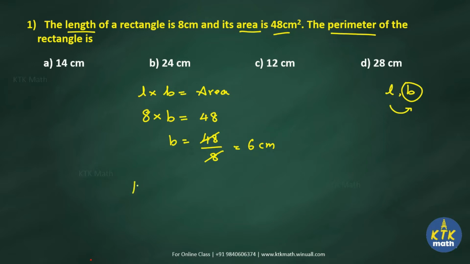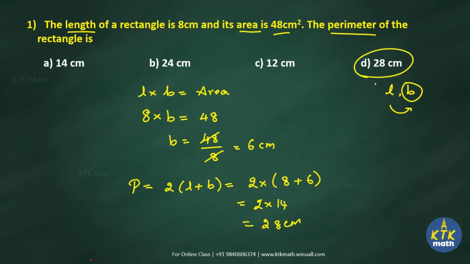What is the formula for perimeter? Formula for perimeter is 2 times (L plus B). So just substitute here. 2 times, L is 8, B is 6. So 2 times 14, which gives you 28 centimeter. Therefore your answer is option D. So this kind of questions which are completely based on formulas, once you are thorough with the formulas, then you can easily simplify the questions by your choice.